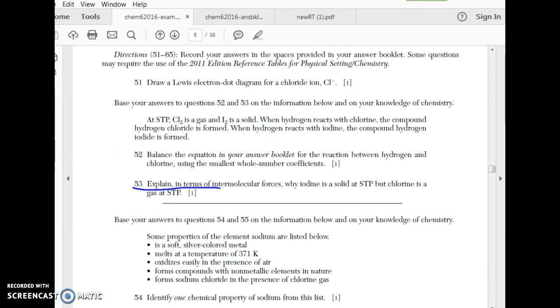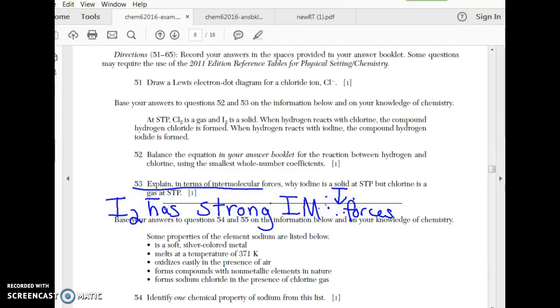53, explain in terms of intermolecular forces why iodine is a solid at STP and chlorine is a gas. Well, my friends, the reason that chlorine is a gas is that it has weak intermolecular forces. Solids are solid because the molecules or atoms or particles are all held together by very, very strong intermolecular forces. So you would simply say there are strong IM forces. My command of English, my friends: I2 has stronger intermolecular forces. Again, not a bad one.